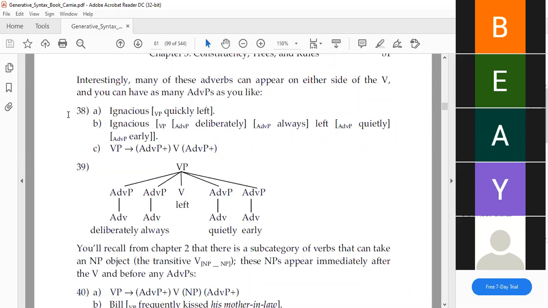Not only that, consider 38b. Ignatius deliberately always left quietly early. So in this case, we have two adverbs before the verb, and then the verb, and then we have two adverbs after the verb.